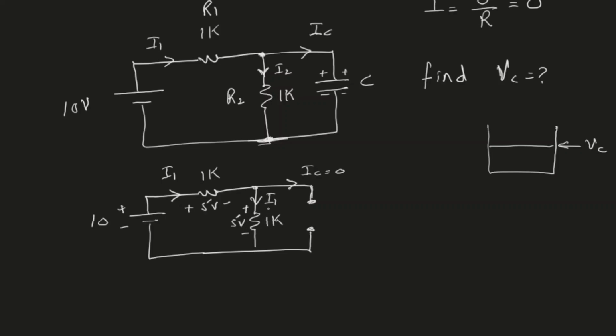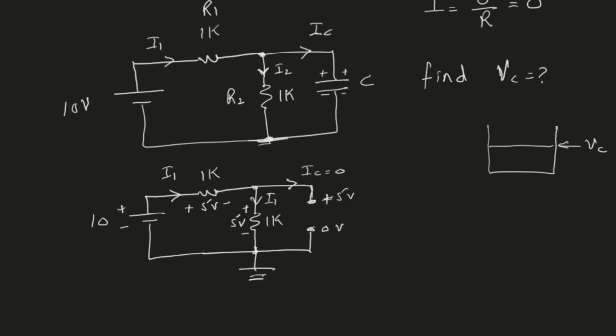Now this resistor R2 is in parallel with my capacitor, correct? It's in parallel. And because the voltage drop across any copper wire is 0, the voltage at this point is 5 volt and the voltage at this point is 0 volt, right?